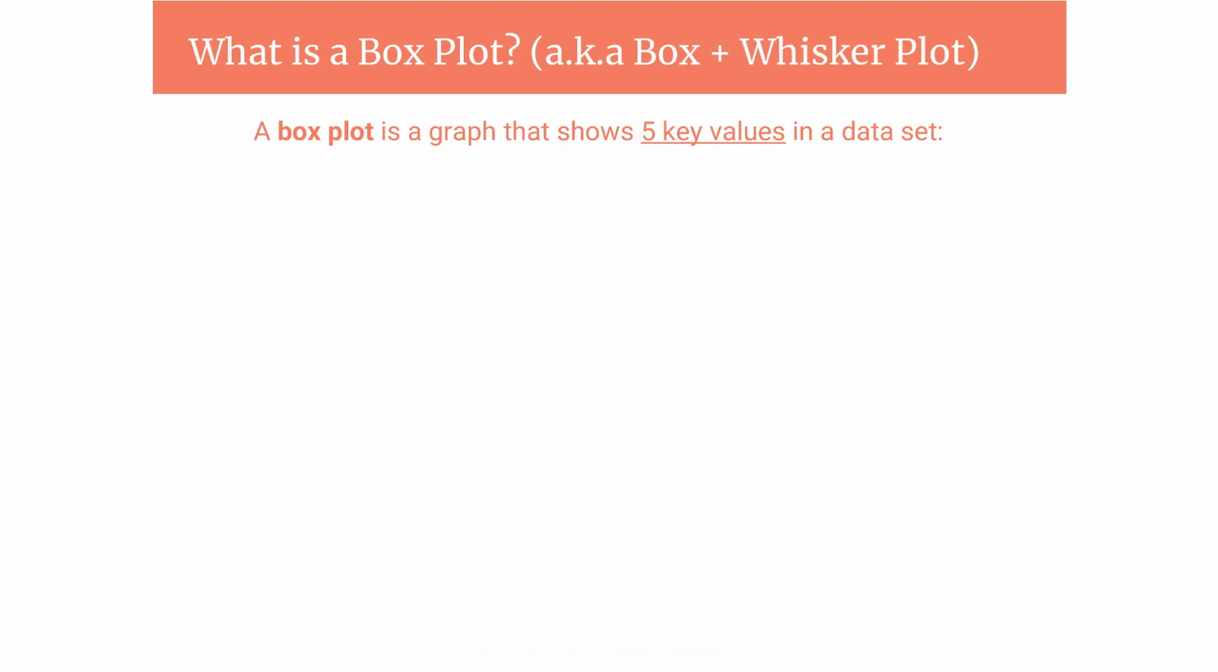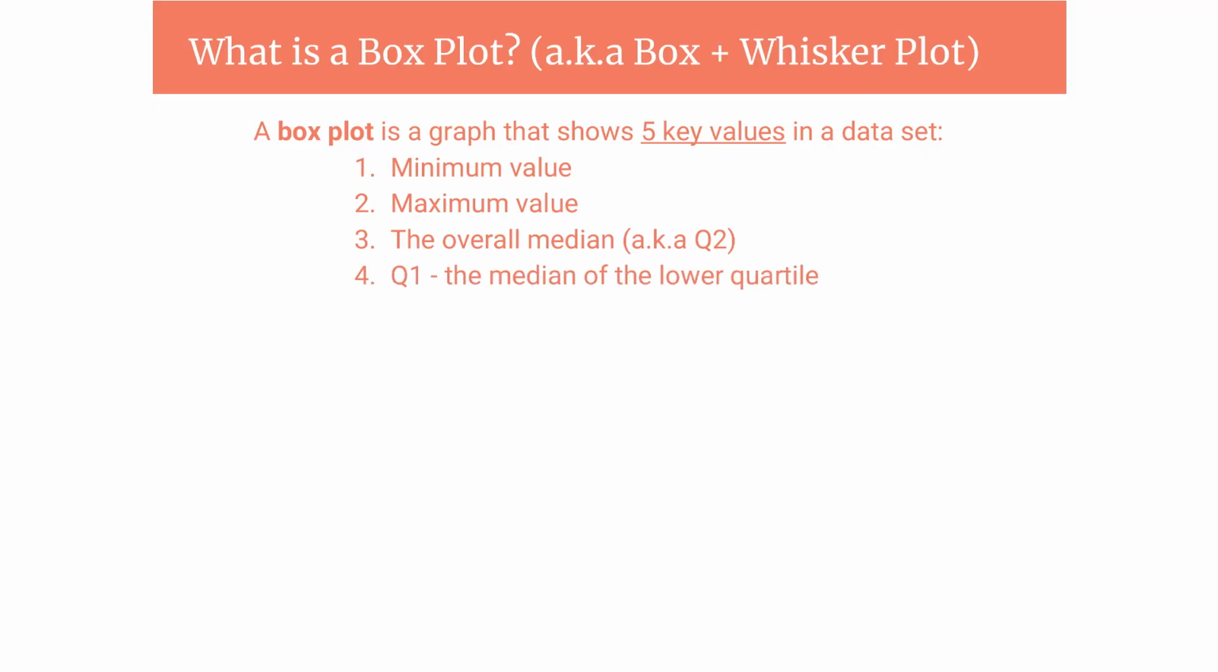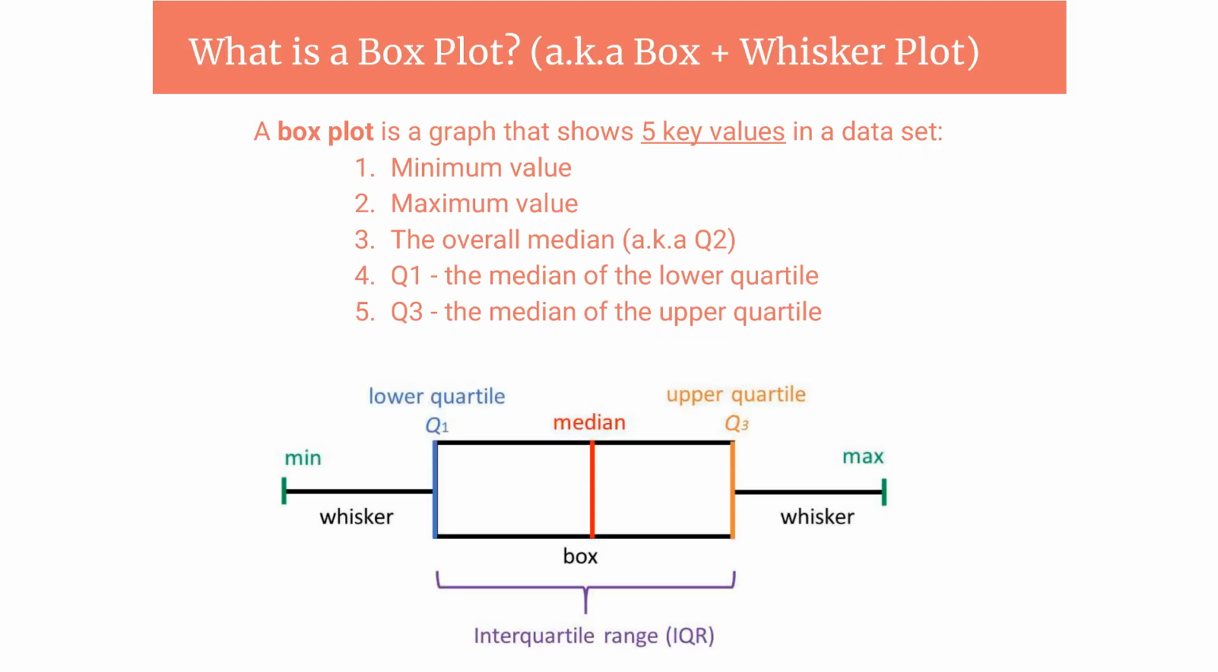So what exactly is a box plot? A box plot is a graph that shows 5 key values from a data set. First of all, you get the minimum value. Secondly, you get the maximum value. You get the overall median, in other words, the Q2 or the second quartile. You get the Q1, which is the median of the lower quartile. And we get Q3, which is the median of the upper or third quartile. It looks like this when we lay those all out on the chart.